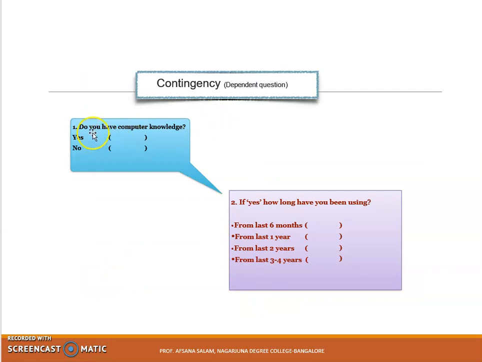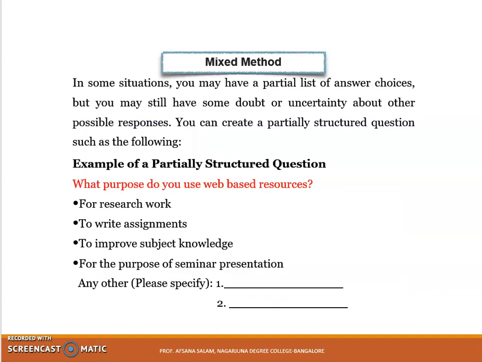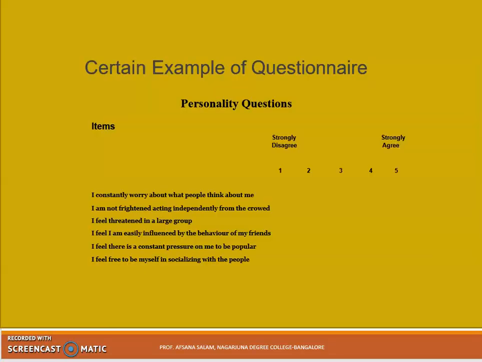Here also you can see this example: do you have computer knowledge? If yes, how many years have you had? Here it is also a mixed method. You have different methods of using it. If another option is there, then that. Here also we have another example: agree, disagree with the various questions. This is actually for personality questions. So you just have to go through this as an example and prepare your questionnaire. Thank you.